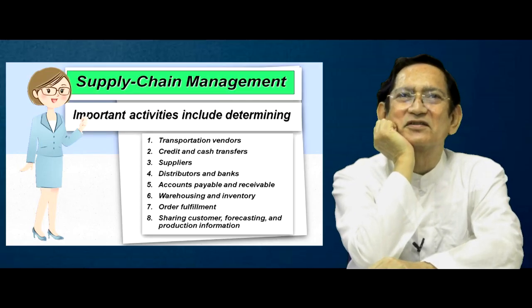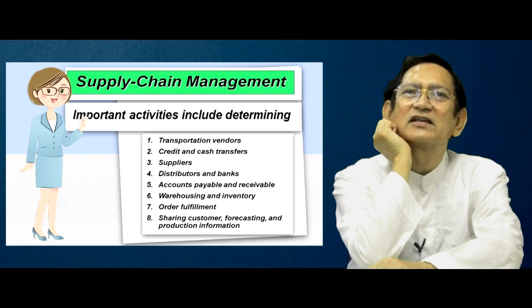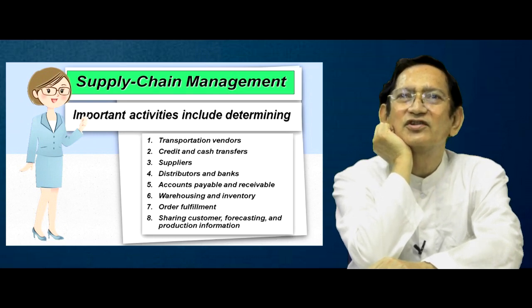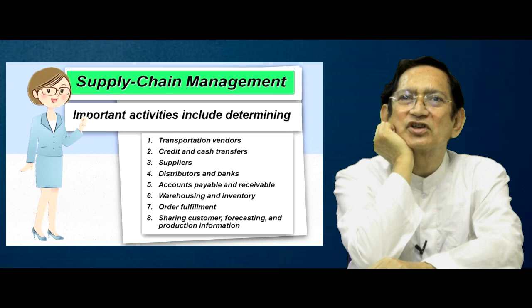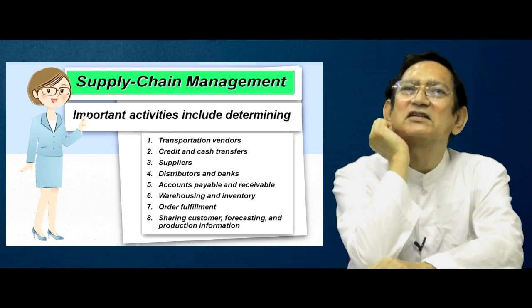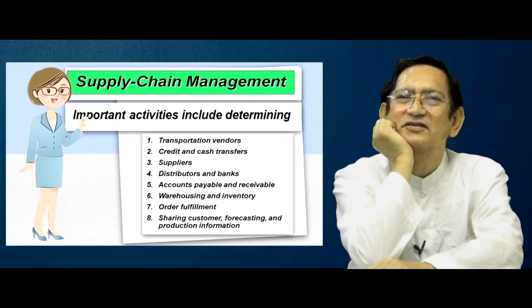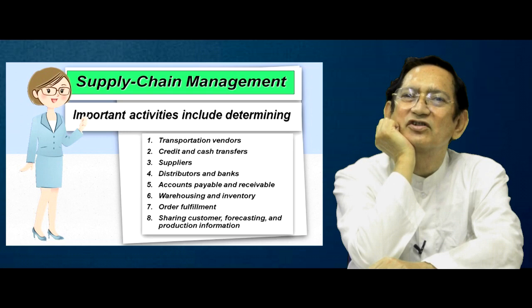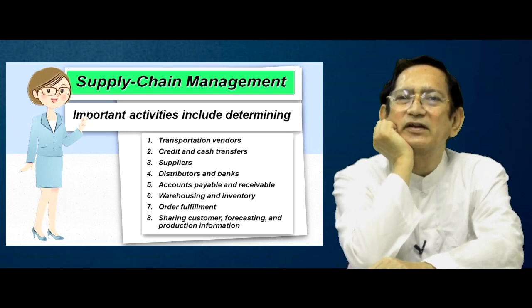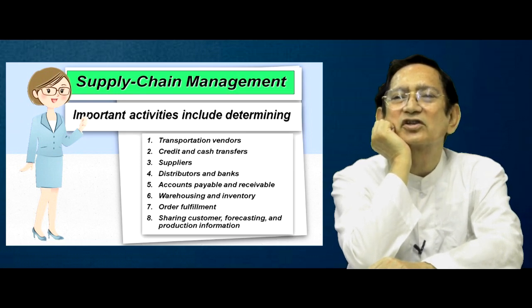Supply chain management. Important activities include determining transportation vendors, credit and cash transfers, suppliers, distributors and banks, accounts payable and receivable, warehousing and inventory, order fulfillment, sharing customer, forecasting and production information.